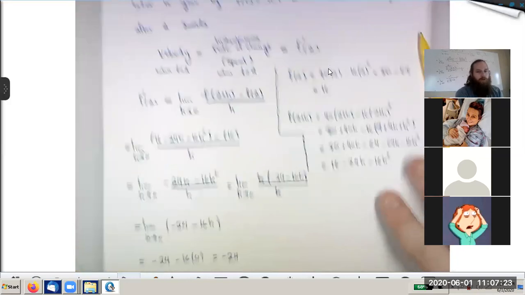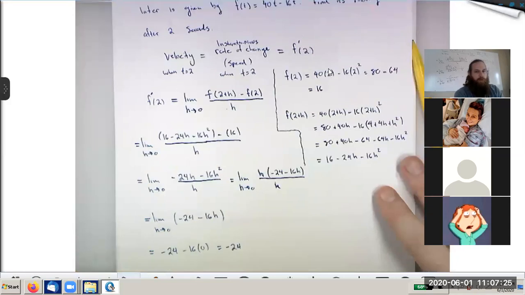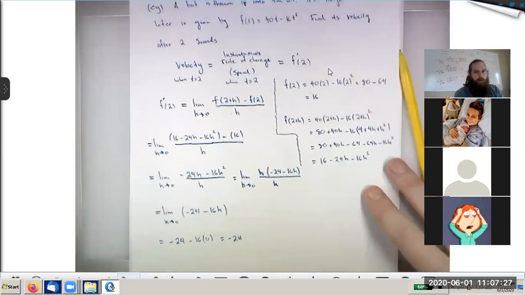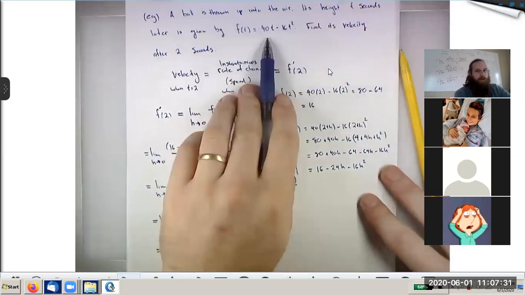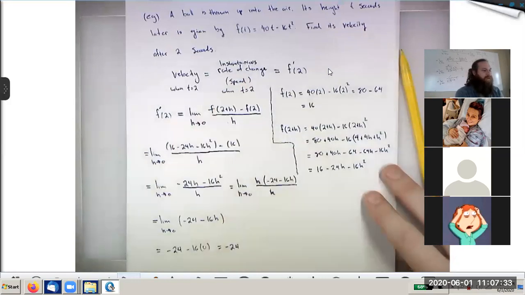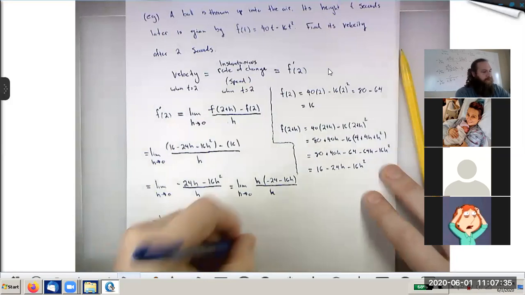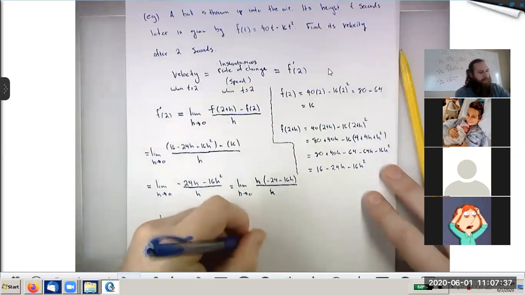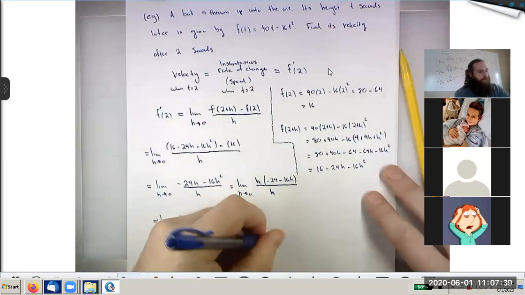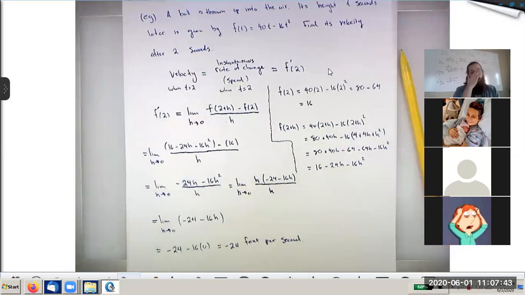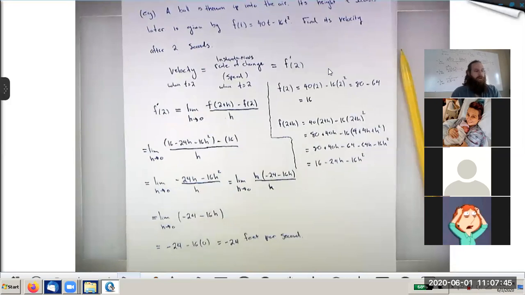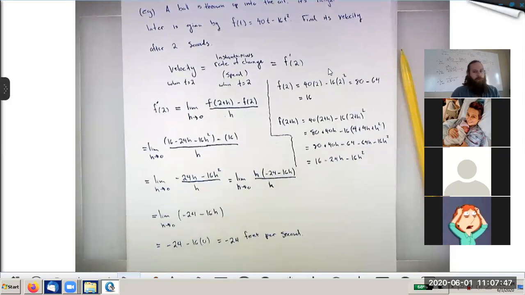Now in these sort of physics problems, the units matter quite a bit. If this is giving the height of the ball in feet and t is measuring time in seconds, then this is negative 24 feet per second. In other words, the ball is falling at this speed, 24 feet per second, 2 seconds after it's been thrown.